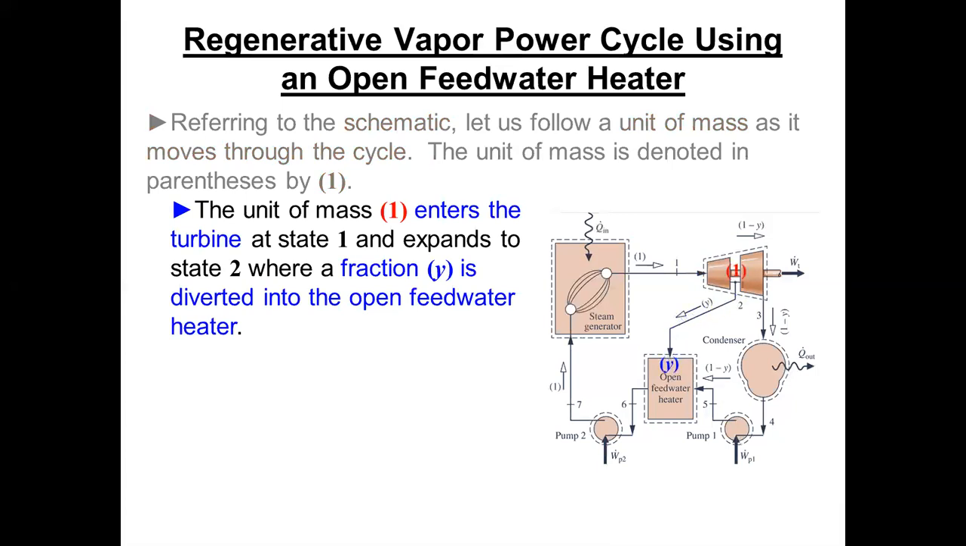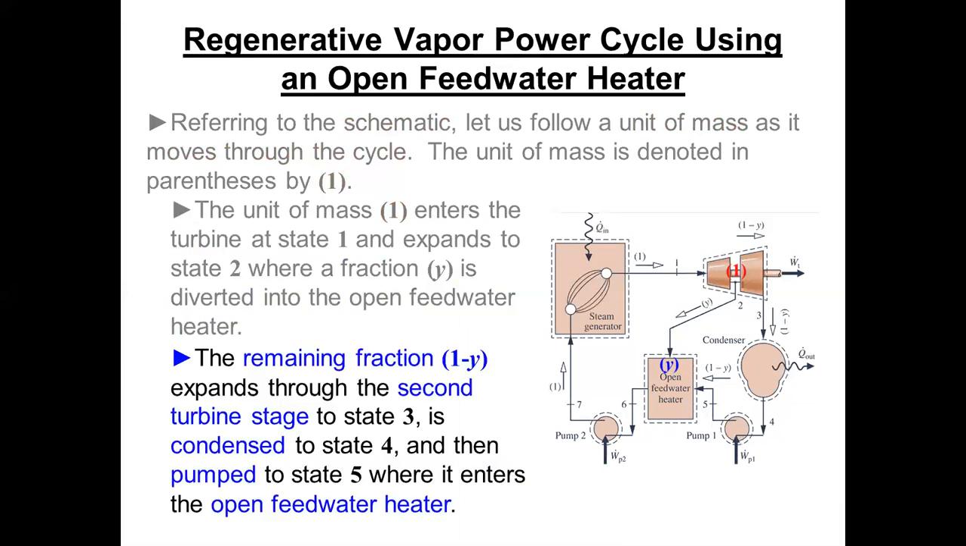Okay. So we took our 20%, or it depends on what problem you're working. It could be 10%, it could be 15, it could be 25, whatever. It doesn't matter. So the remaining fraction, 1 minus Y, expands through the second turbine stage to state 3 and is condensed to state 4 and then pumped to state 5 where it enters the open feed water heater. Okay, let's do our little, all the way around.